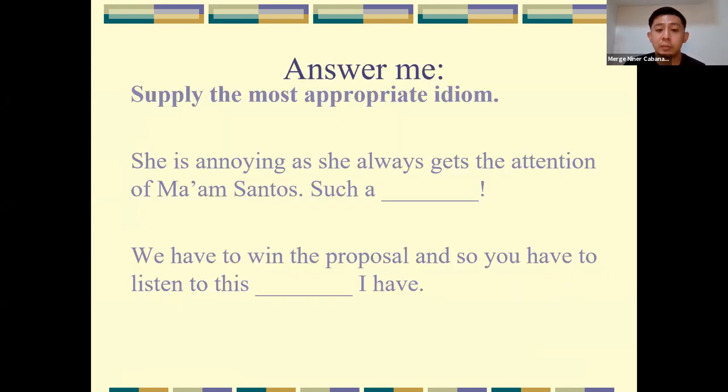So, supply the most appropriate idiom. She is annoying as she always gets the attention of Mom Santos, such a teacher's pet. We have to win the proposal, and so you have to listen to this game plan that I have.